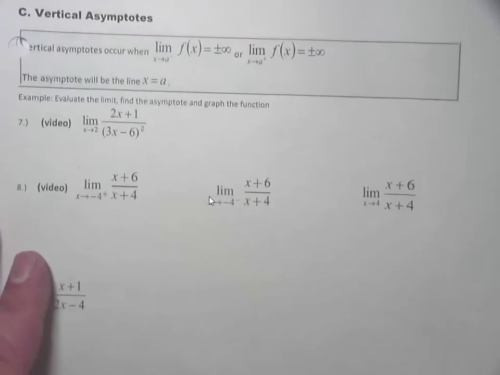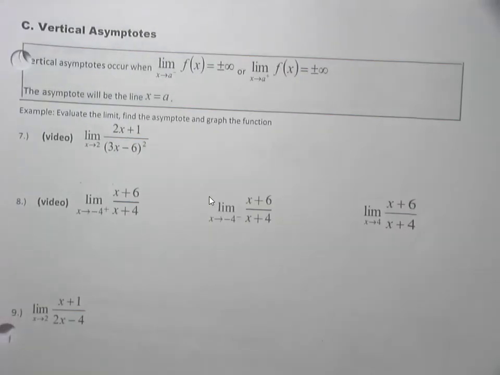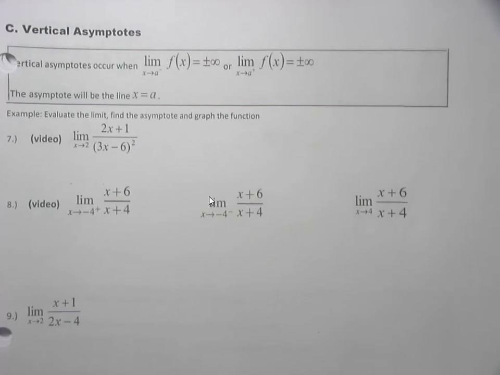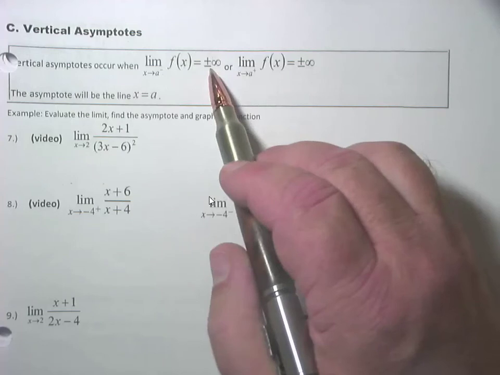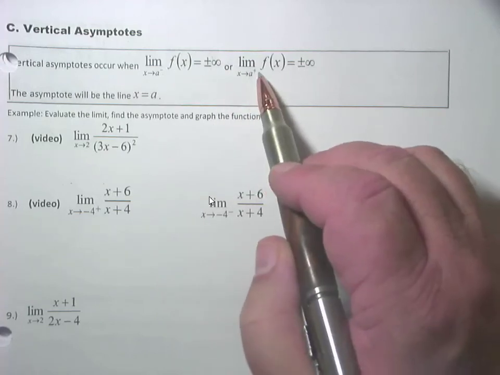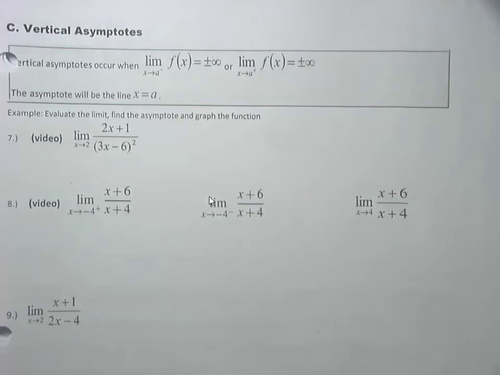Now, from a limit perspective, vertical asymptotes occur when you take the limit as x approaches a from the plus side or minus side of a, and you get plus or minus infinity. So, when I take the limit as x approaches a from the minus side of f of x, if I get plus or minus infinity, or if I take the limit as x approaches a on the plus side of f of x and get plus or minus infinity, when I get an infinity answer for a limit, that tells me that x equals that a is going to be a vertical asymptote. Okay?